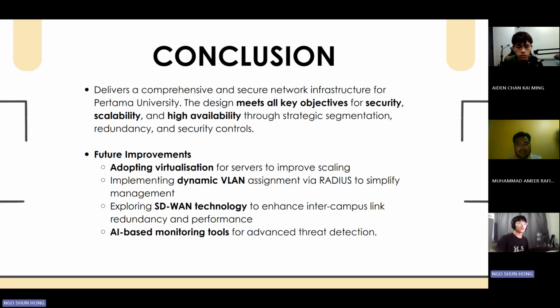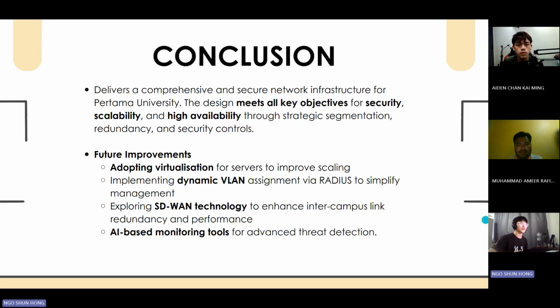So in conclusion, our project successfully delivers a comprehensive and secure network infrastructure for Pertama University. This design meets all the key objectives for security, scalability, and high availability through strategic segmentation, redundancy, and robust security controls.